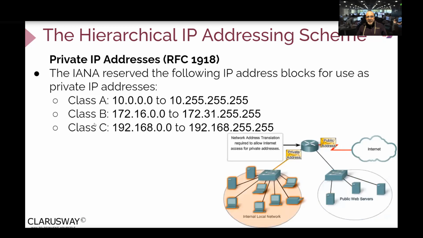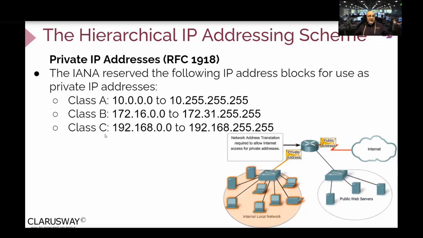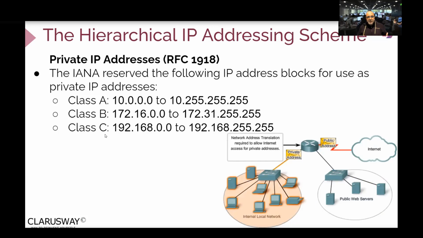So you have class A, class B, and class C private IP addresses. And again, you're going to assign it to one of these classes based on how big your network is. If I have a huge office, maybe I'm going to use a class B private network. If I have a small office or a home, I'm going to use a class C, which is what I'm using.